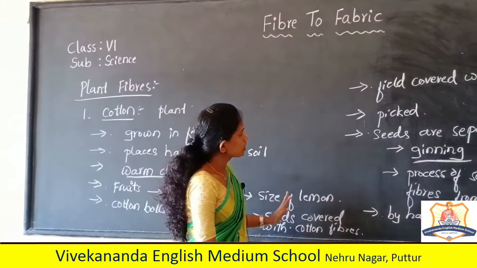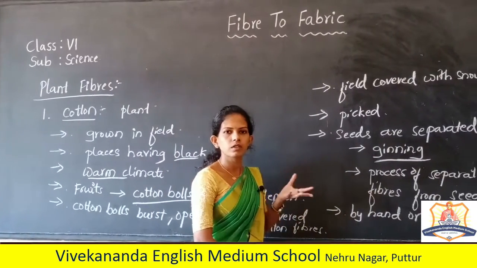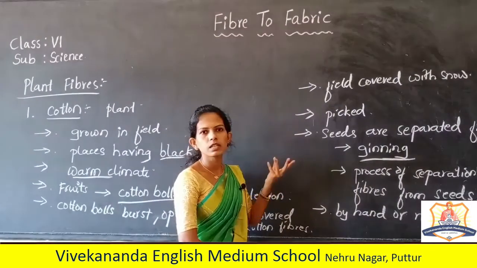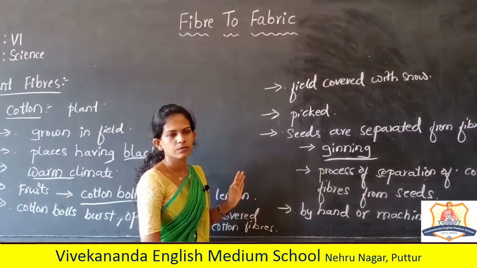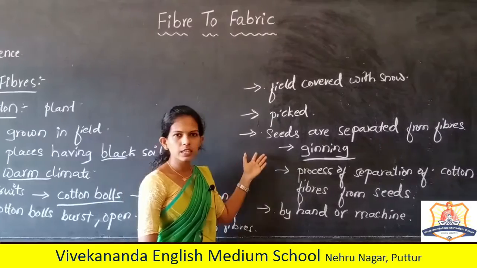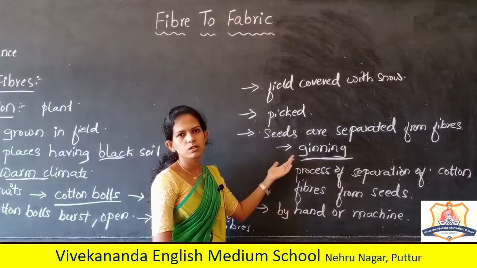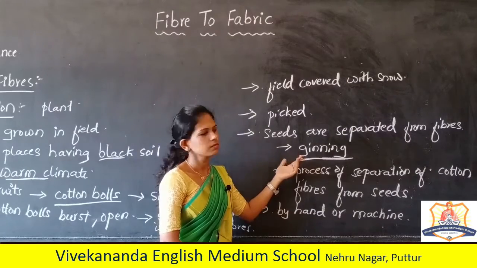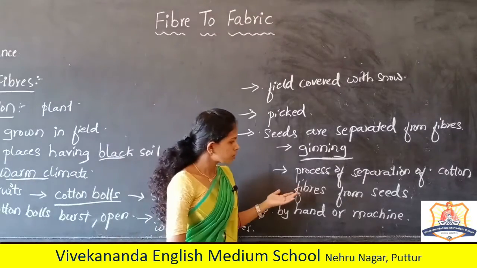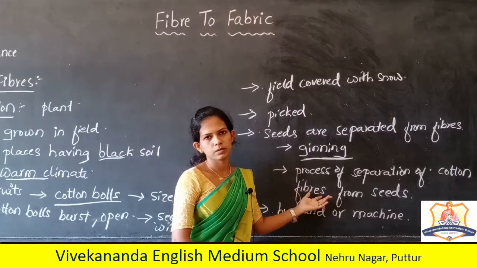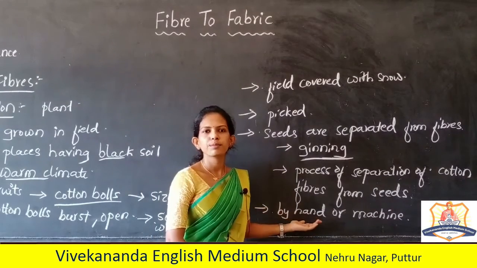These seeds covered with fibers, they will pick by hand. Then these seeds are separated from the cotton fiber. The process is called ginning. Ginning is the process of separation of cotton fibers from the seeds, and this ginning can be done by hand or by machines.